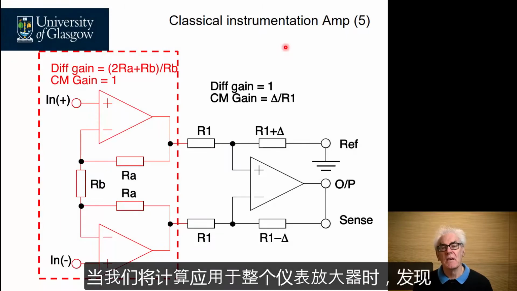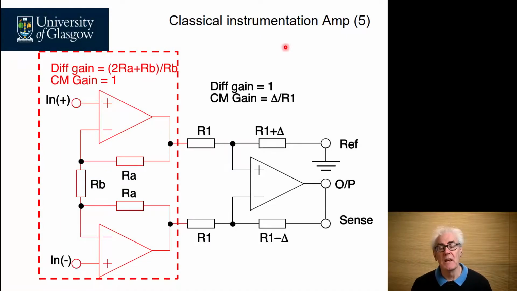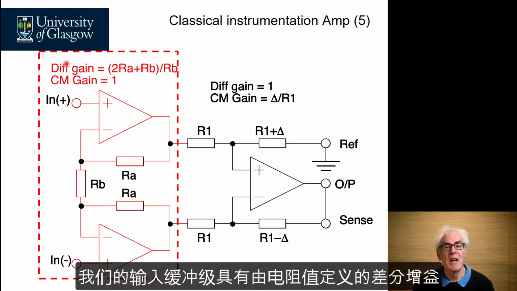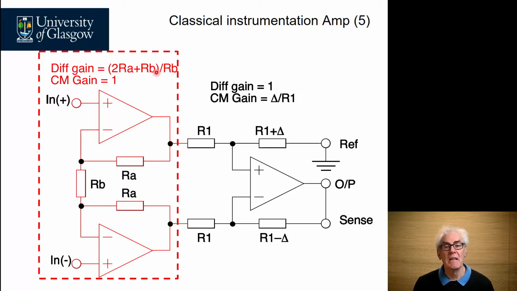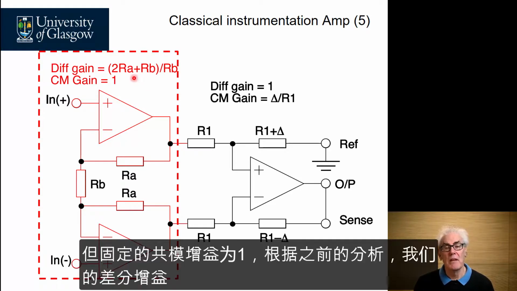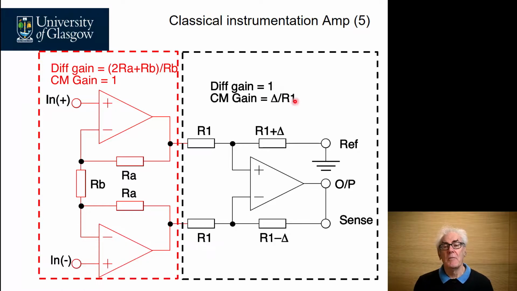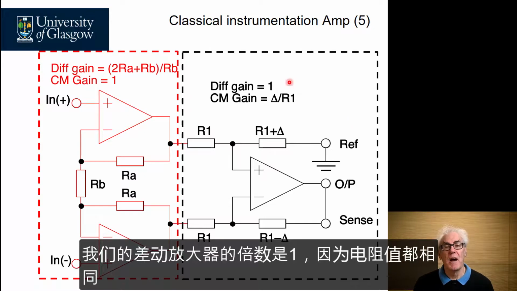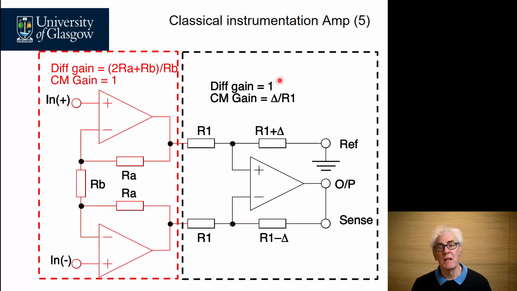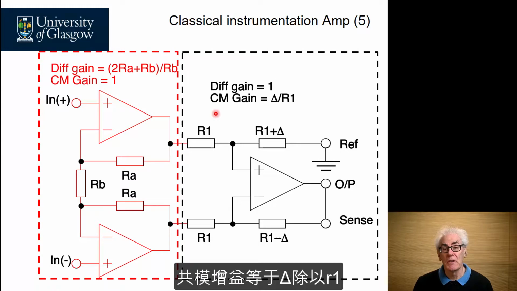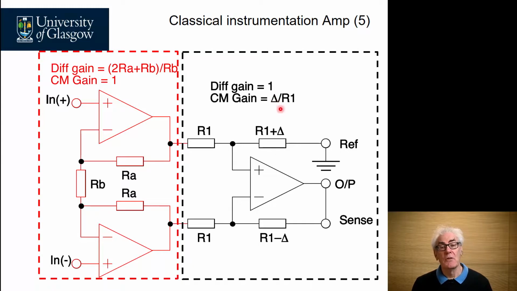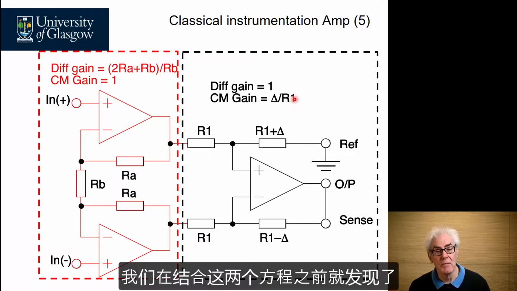When we apply the calculations across the whole of an instrumentation amplifier, we find that our input buffer stage has a differential gain defined by the resistor values, but has a fixed common mode gain of 1. And from previous analysis, our differential gain of our difference amplifier is times 1, because the resistor values are all the same, and the common mode gain is equal to the delta divided by R1, precisely as we discovered before.